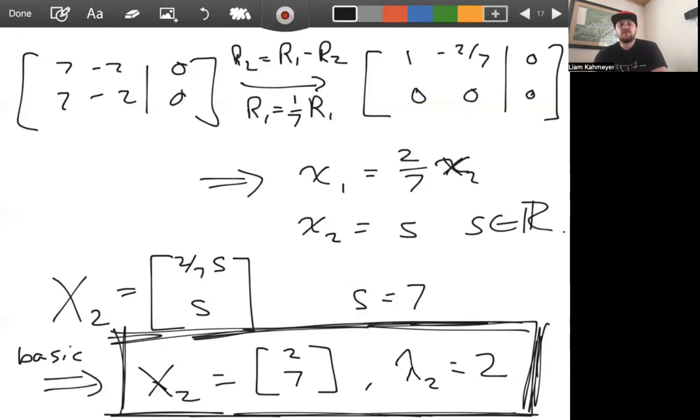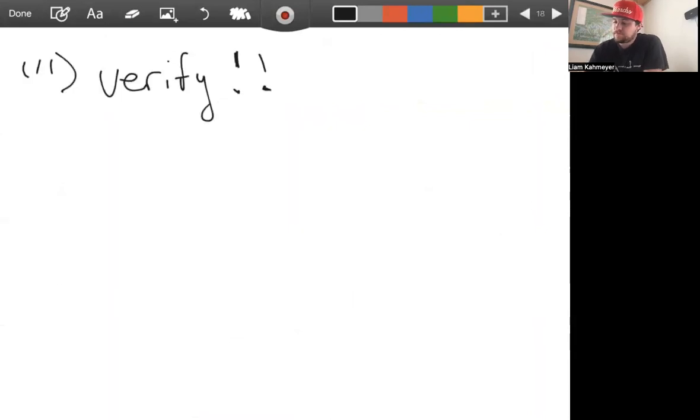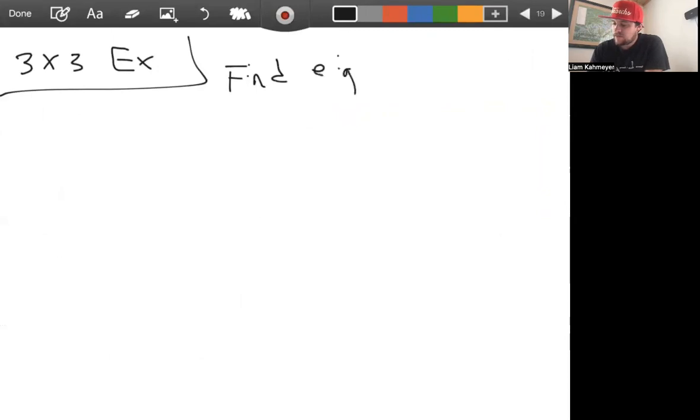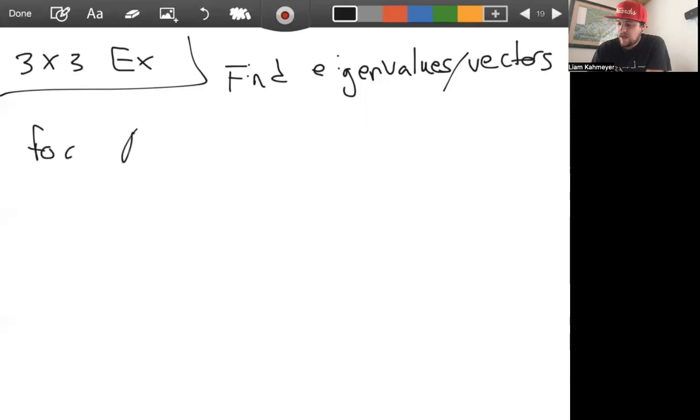This is for a 2x2 case. Let's do a 3x3 example. So let's find the eigenvalues and eigenvectors for A equals the following matrix.